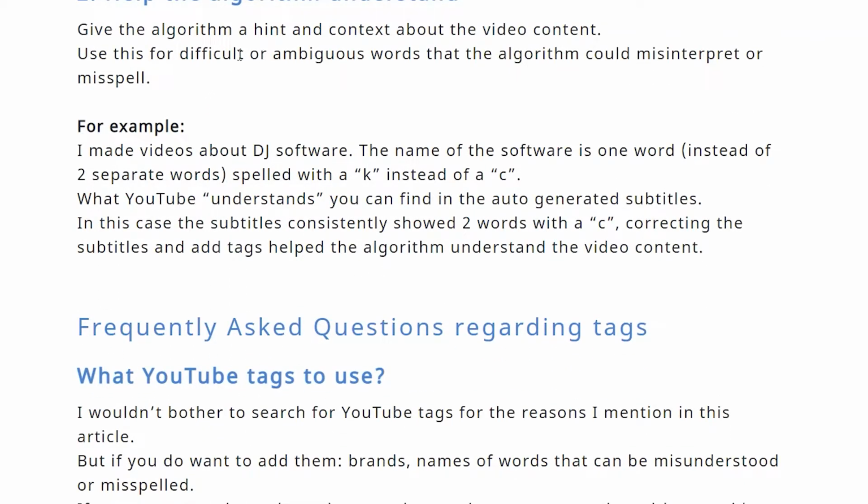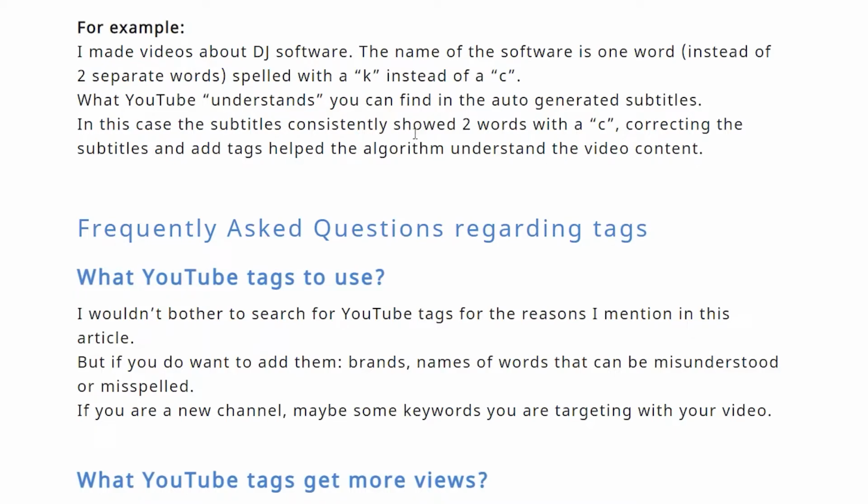Help the algorithm understand: give the algorithm a hint and context about the video content. For example, I made videos about this software. The name of the software is not a common word, so it can be spelled with a K, and see what YouTube understands. You can find that in the auto-generated subtitles. In this case, the subtitle continuously shows two words with a C. Correcting the subtitle and adding hashtags help the algorithm understand video content.